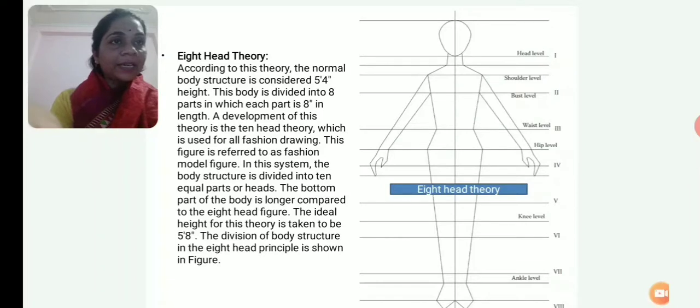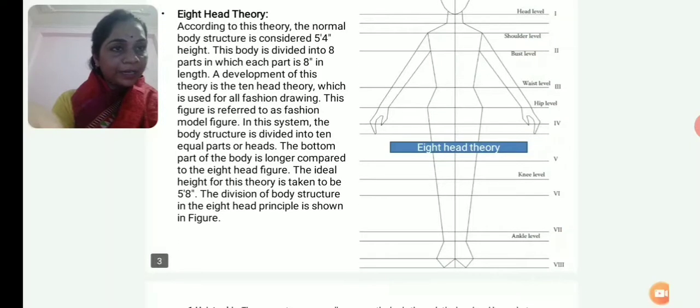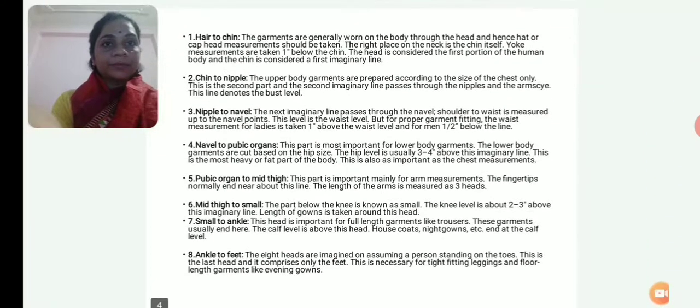First is head level, second level is shoulder level, third one is bust level, fourth one is waist level, fifth one is hip level, then sixth one is knee level, and last one is ankle feet level. So what is the first level? First level is hair to chin.